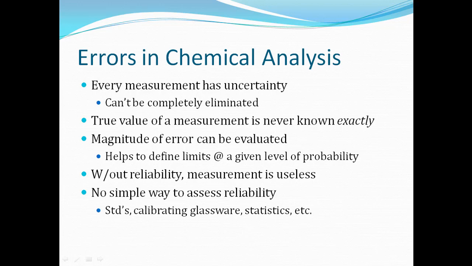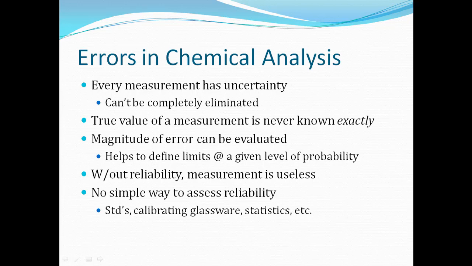Basically what that means is the true value of a measurement is never really known. You can get as close as possible to the true value, but you really can't get to the true value itself. The magnitude of that error can be evaluated, so you know how confident your data point really is. And we're going to learn about all that and how to compute all those errors later on. But these magnitudes can help to define the limits at a given level of probability.